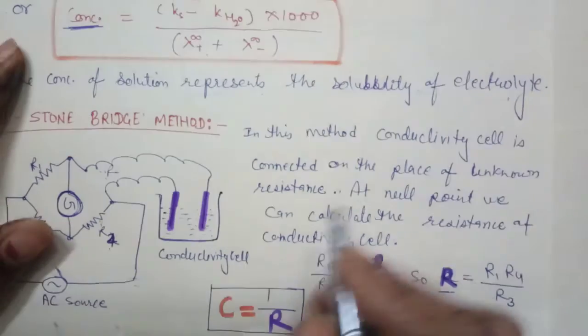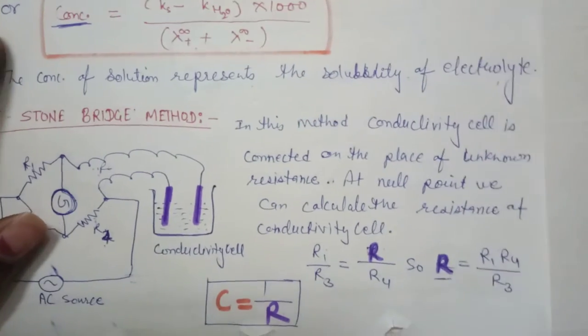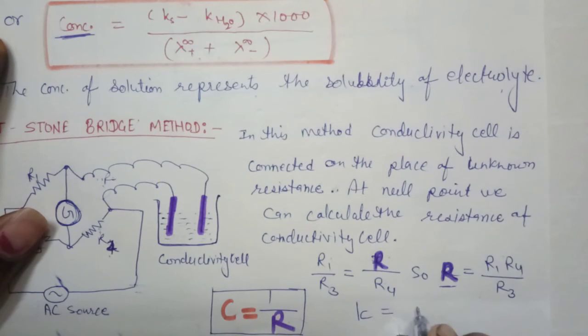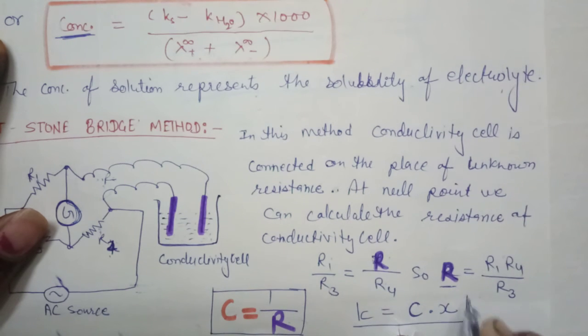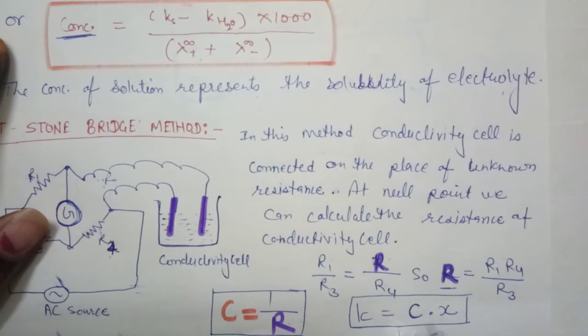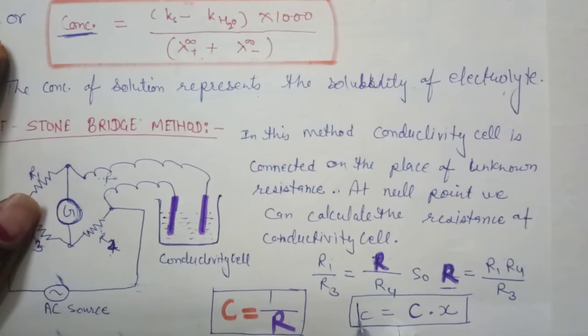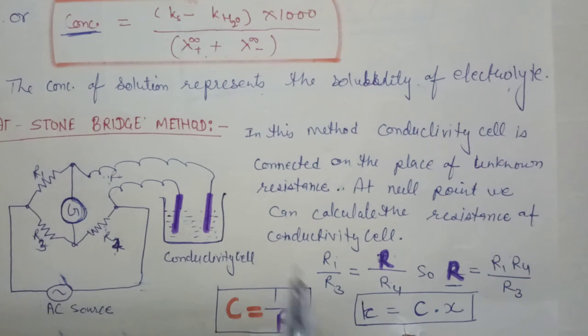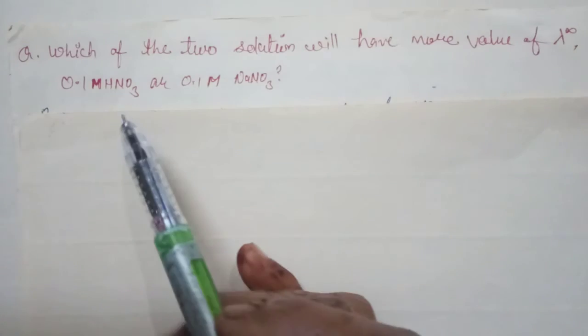Okay, and kappa, we have to calculate the kappa. It means conductivity. Kappa will be equal to conductance into x, where x means cell constant. Thus we can calculate the conductivity of any electrolyte or distilled water with this method. This is the Wheatstone bridge method. Okay, clear students?